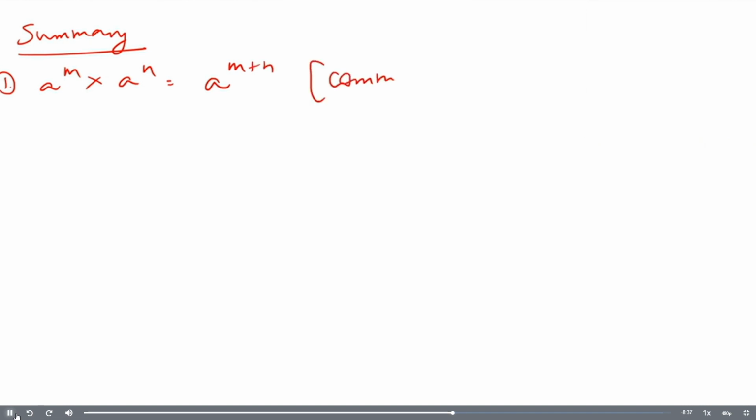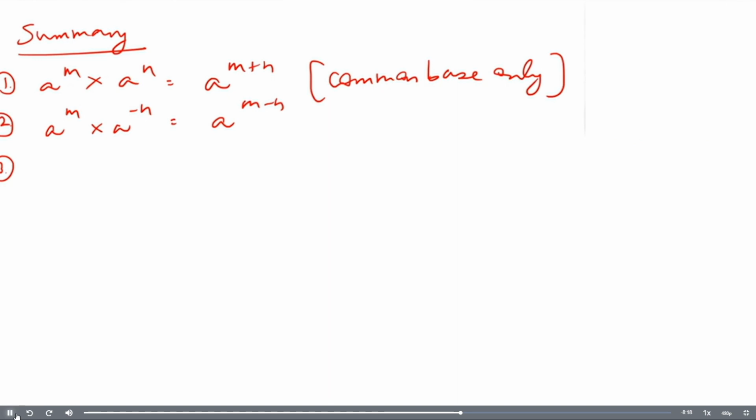Now let's go through the summary of all the important rules that we learned. The first one is a to the power m into a to the power n is equal to a to the power m plus n. If you have a common base, then you can do this. If you have different bases, please don't do this. That is not correct. Then a to the power m into a to the power minus n is equal to a to the power m minus n. Here also a common base is important.